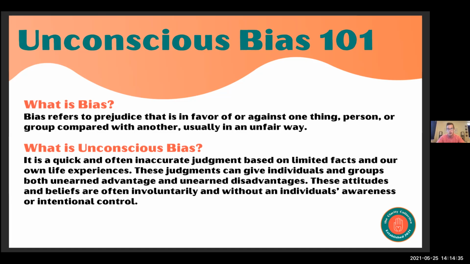Breaking that down further, unconscious bias, as you see here, is a specific kind of bias that leads to quick and often inaccurate judgments. These judgments can give individuals and groups both undue advantages and disadvantages. But these attitudes and beliefs are involuntary, so they're without individual awareness or intentional control. I think it's important to note that we all have biases. No one is exempt from having them. Naturally, our brains categorize things, and so it makes sense that we would do that with the people we interact with.